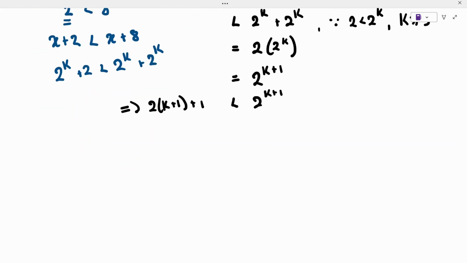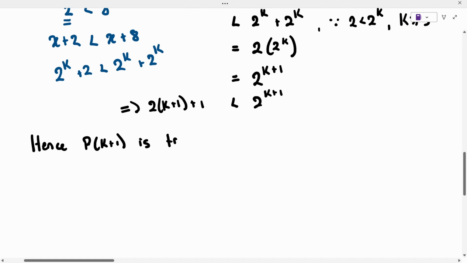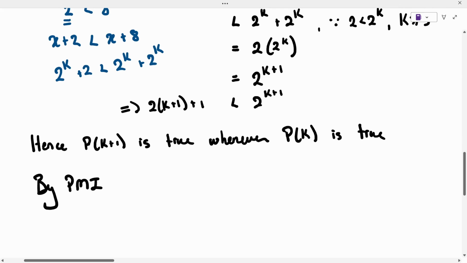So we can say, hence, p of k plus 1 is true whenever p of k is true. So by PMI, what was our proposition? It was 2 times n plus 1 is strictly less than 2 to the n for all natural numbers greater than or equal to 3. So the result is proven.